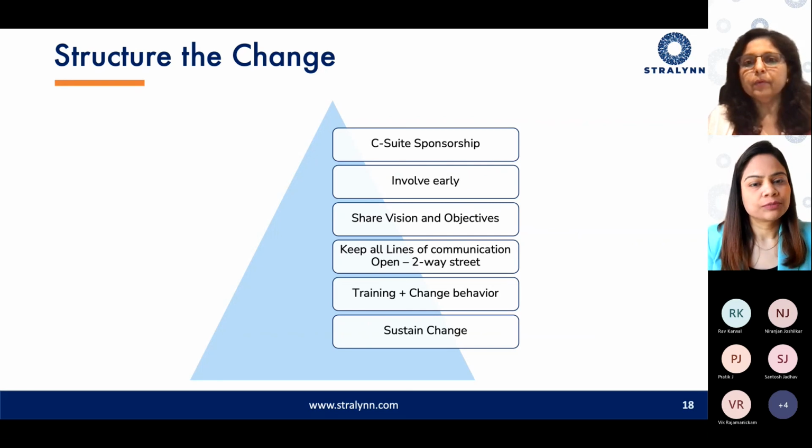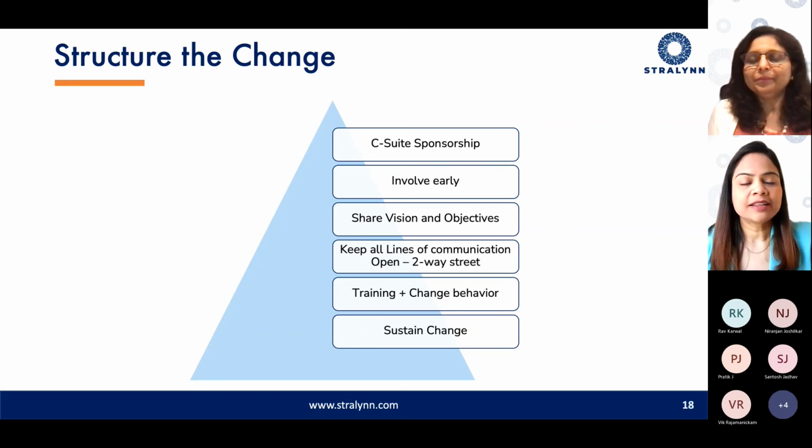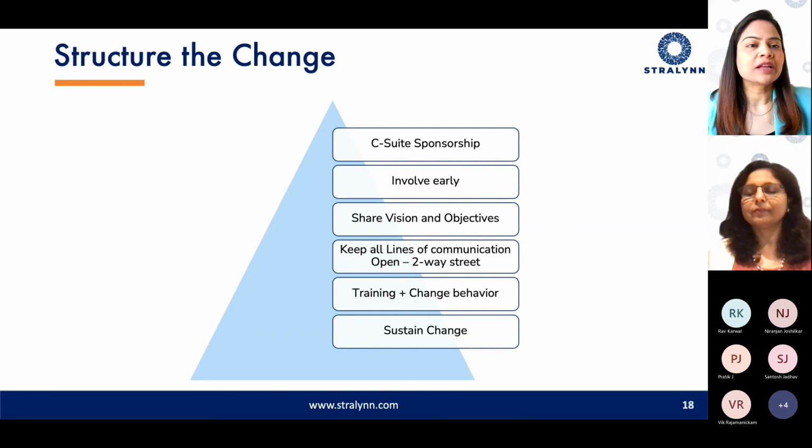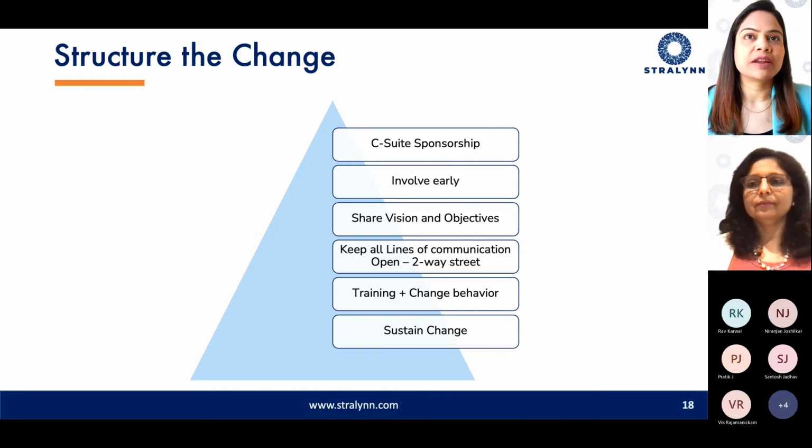Yeah, and that's so true, Archana. I think change management is something that we have been very careful about, talking about any of these implementations that we have worked on at Stralynn.